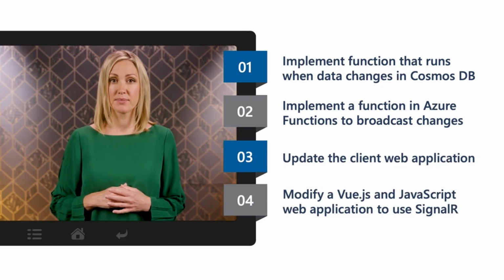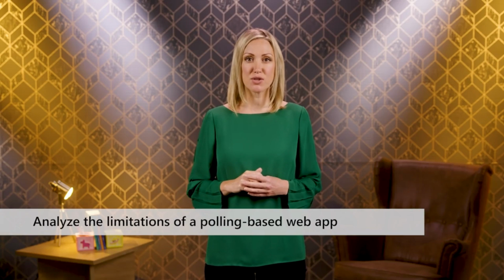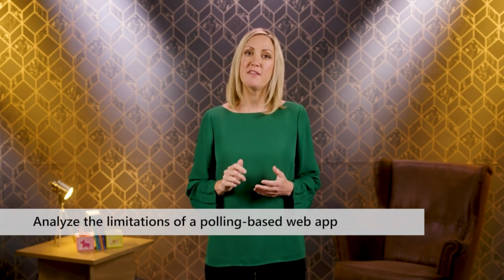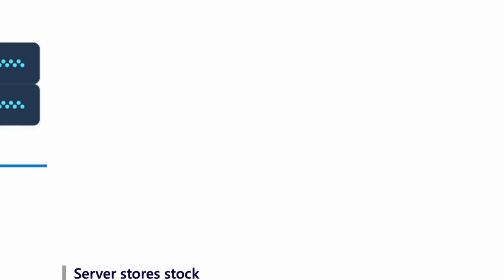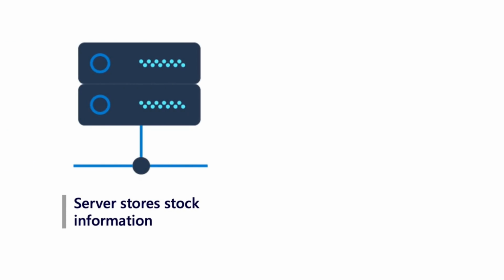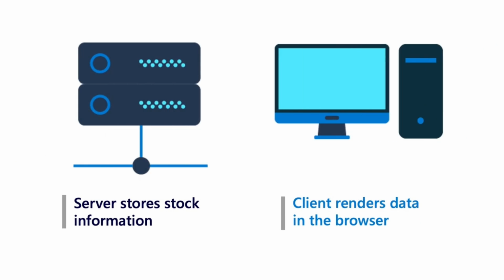The application's current architecture reports stock information by fetching changes from the server based on a timer. This design is often called a polling-based design. Before we analyse any limitations, let's review the current architecture. The server is responsible for storing stock information, and the client renders data in the browser. We'll set up the current solution on your local machine later. First, we'll look at the server side.